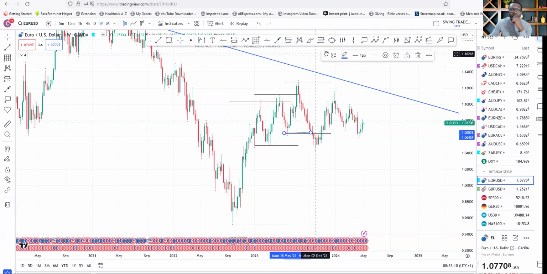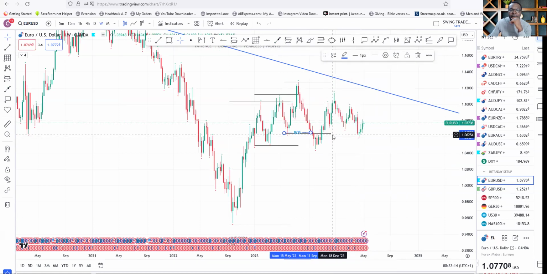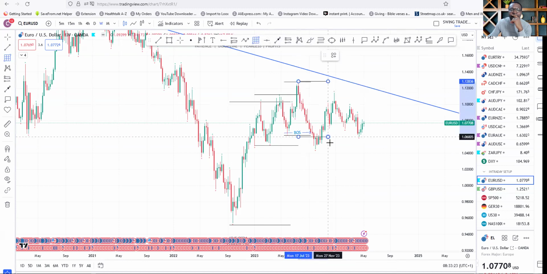Okay, we have a weekly break of structure. Very important you understand that. And now we have a weekly break of structure at that level. So what does that mean? It means that the market has changed character from high to low.